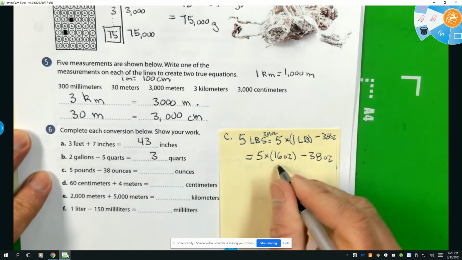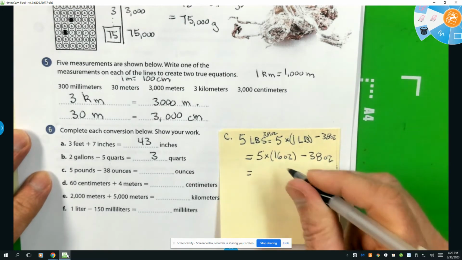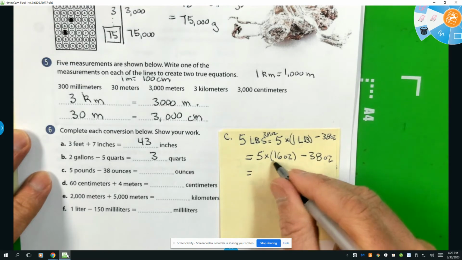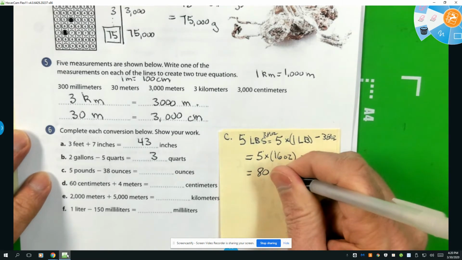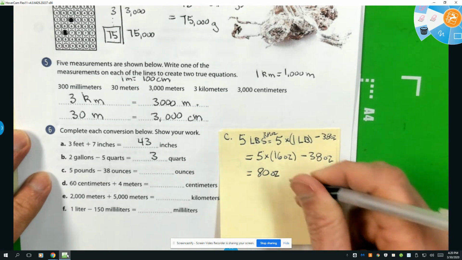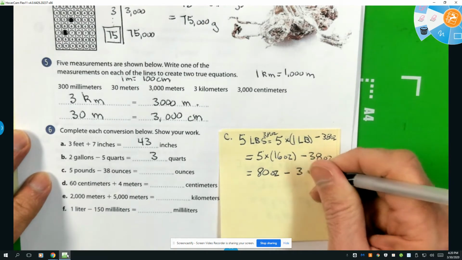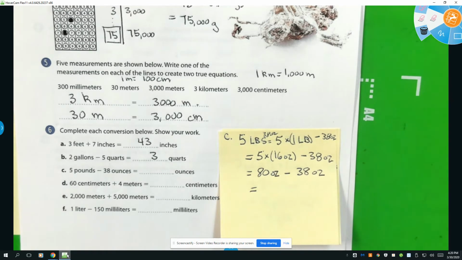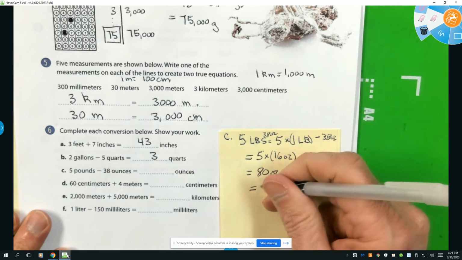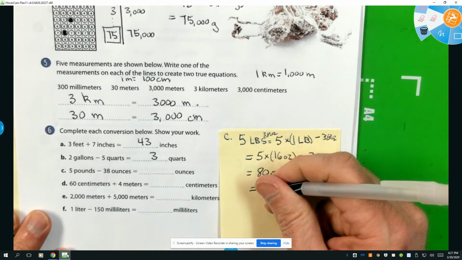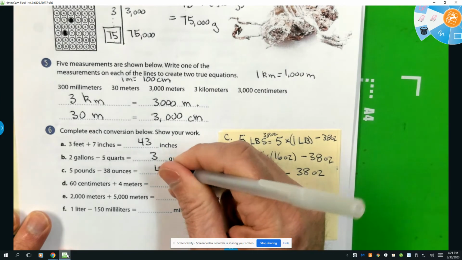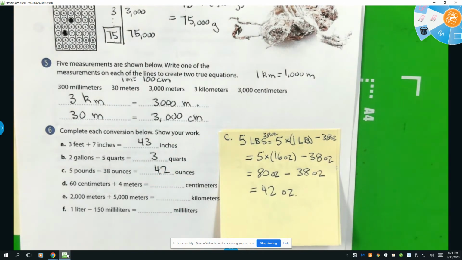Well, 5 times 16, I'm going to do some quick mental math. 5 times 6 is 30. 5 times 10 is 50. 30 plus 50 is 80 ounces minus 38 ounces. Now, take the time to get your answer. Pause it if you need to. 80 minus 38 is 42 ounces. Right over here. Okay.